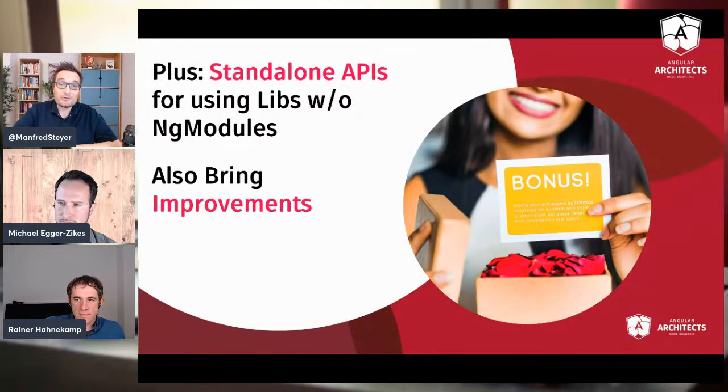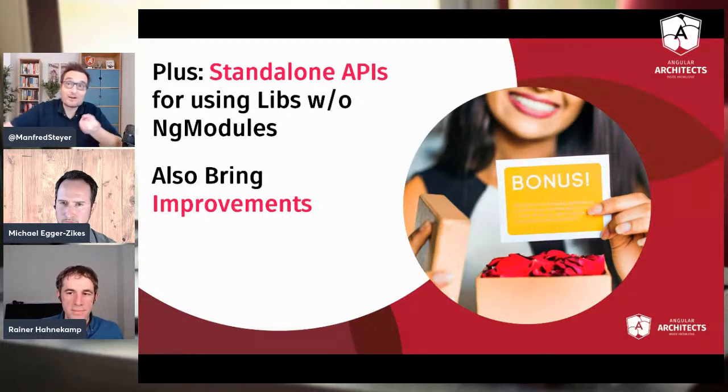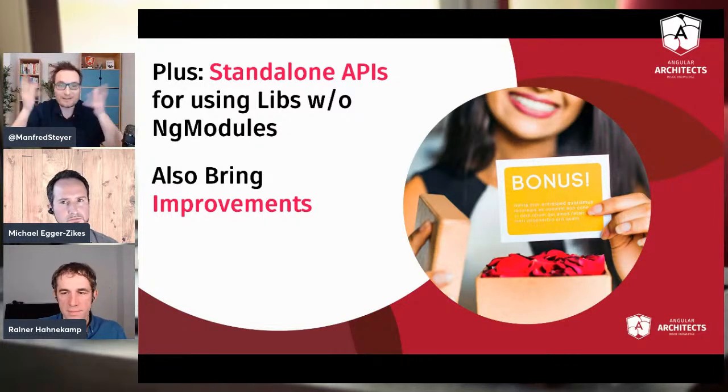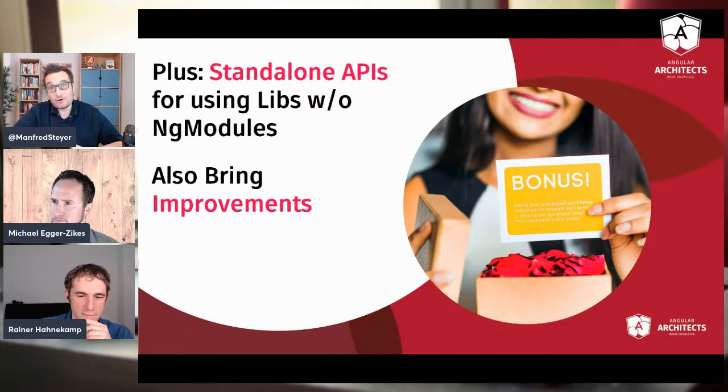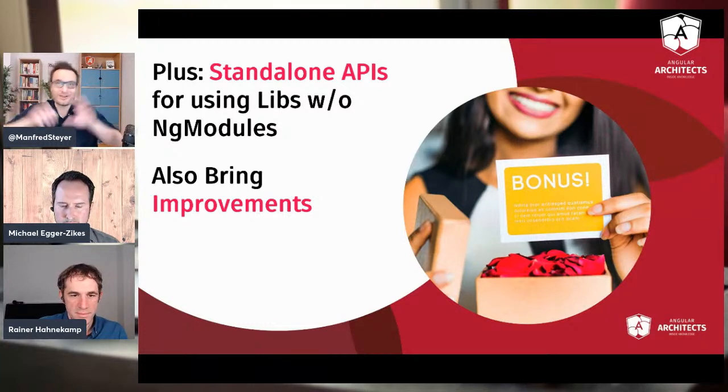And we get some bonuses. One bonus is we get standalone APIs. The thing is, we need such APIs to make use of libraries without any ng modules. Because now, as we don't have any ng modules anymore, we cannot import them. And so we cannot import other modules. So we need another API for this. And when introducing those APIs, the Angular team and hopefully also other library vendors decided to improve what they have. That means we get some new features, some new possibilities as a byproduct of standalone components and APIs. How cool is that?